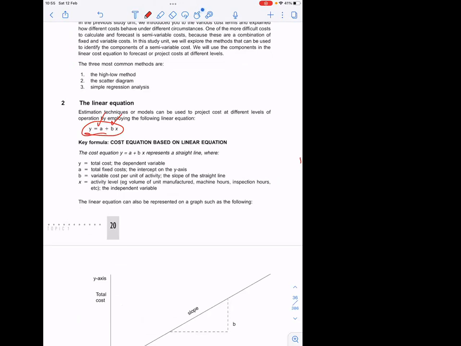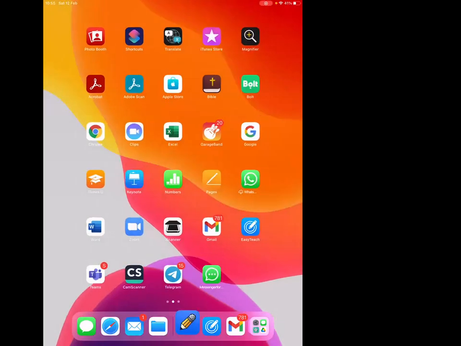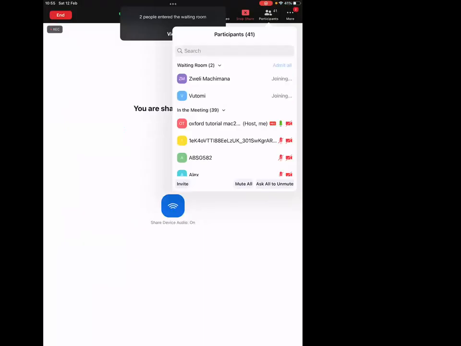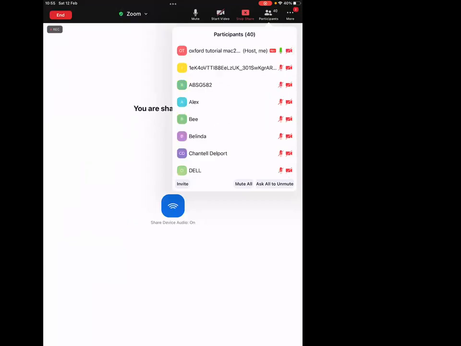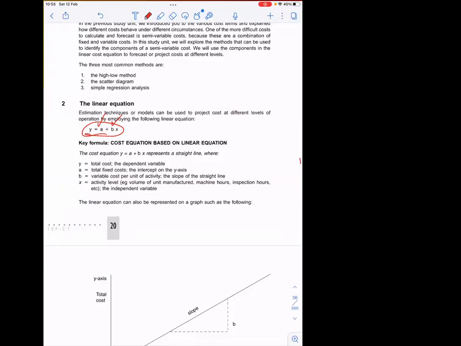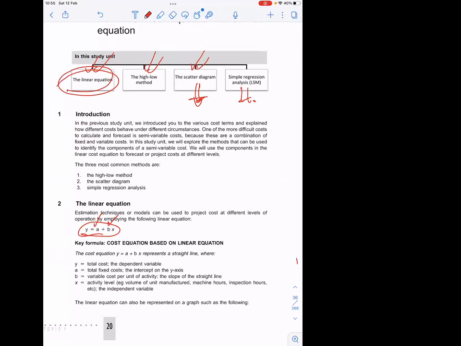So what is the linear equation used for? It is used to predict cost at different levels of output. So if they give you all the information, and then later on they say, calculate the total cost for making so many units, they will be saying, apply your linear equation. It is the one that is used to predict cost. So what do you do to use your linear equation? You first have to determine your fixed cost, and you need to get your variable cost per unit. Then you can substitute in that. That's your linear equation, it ends there.